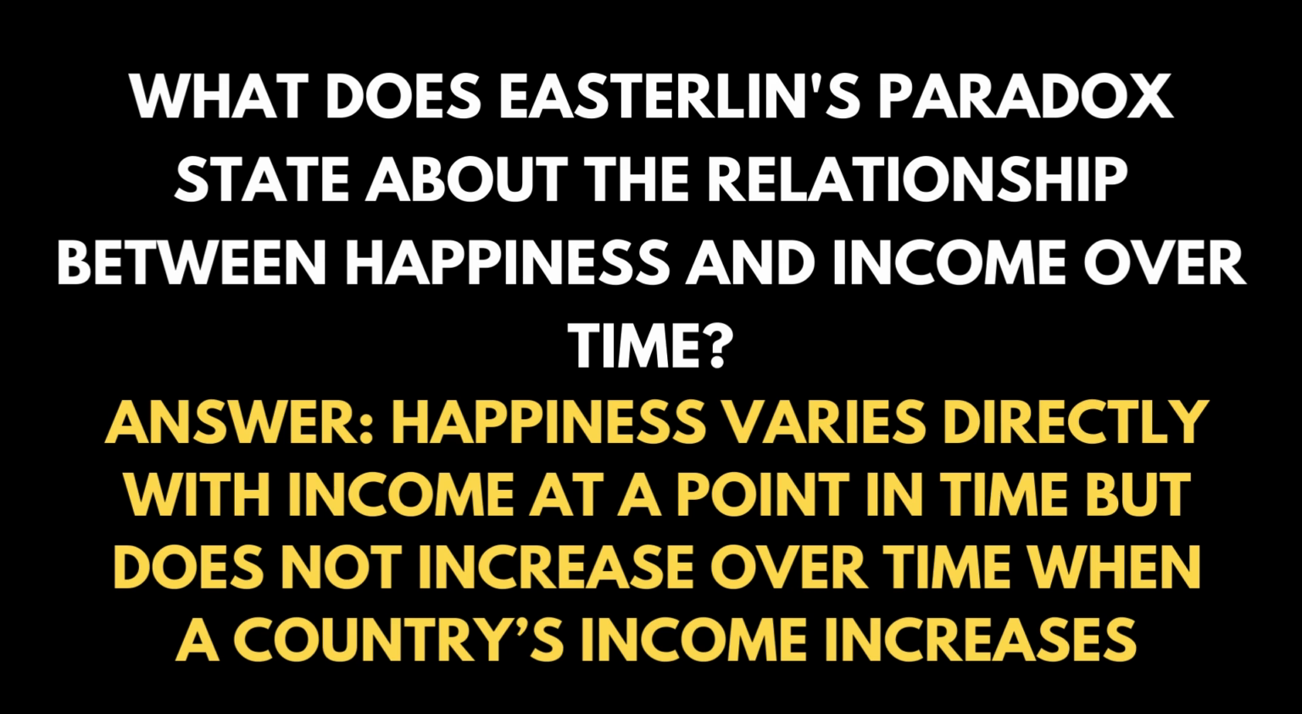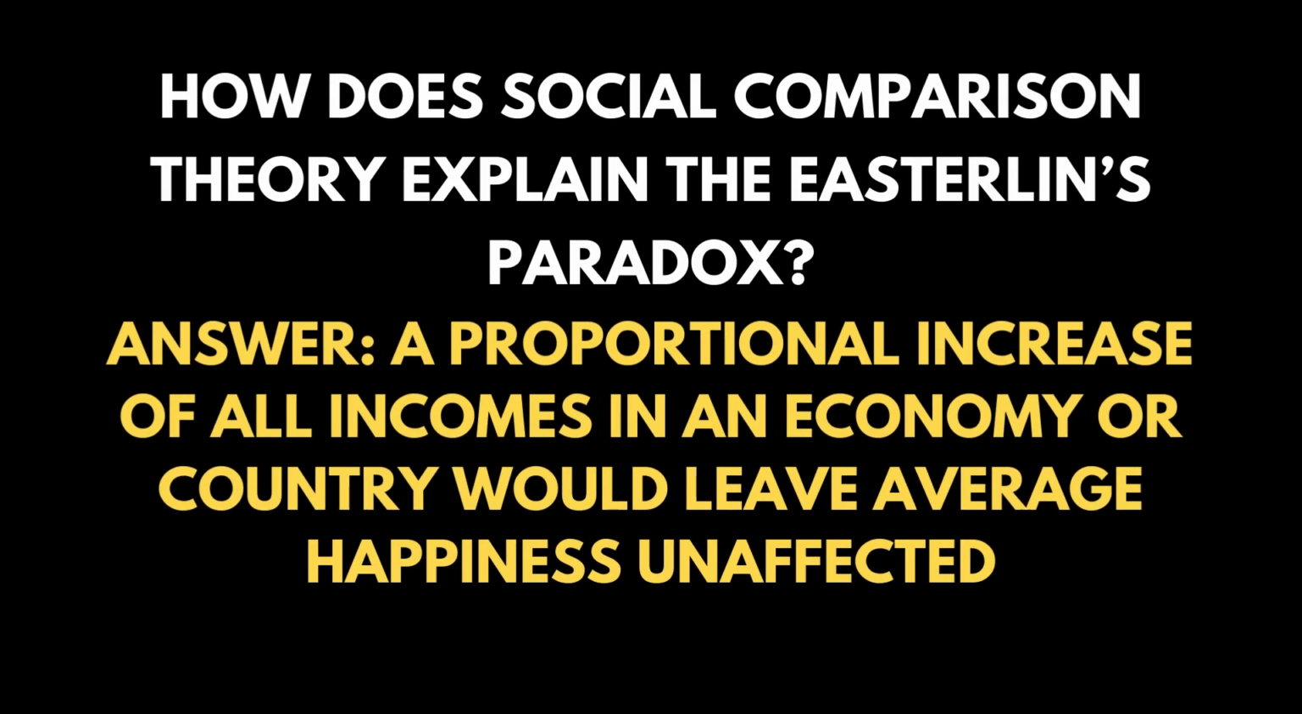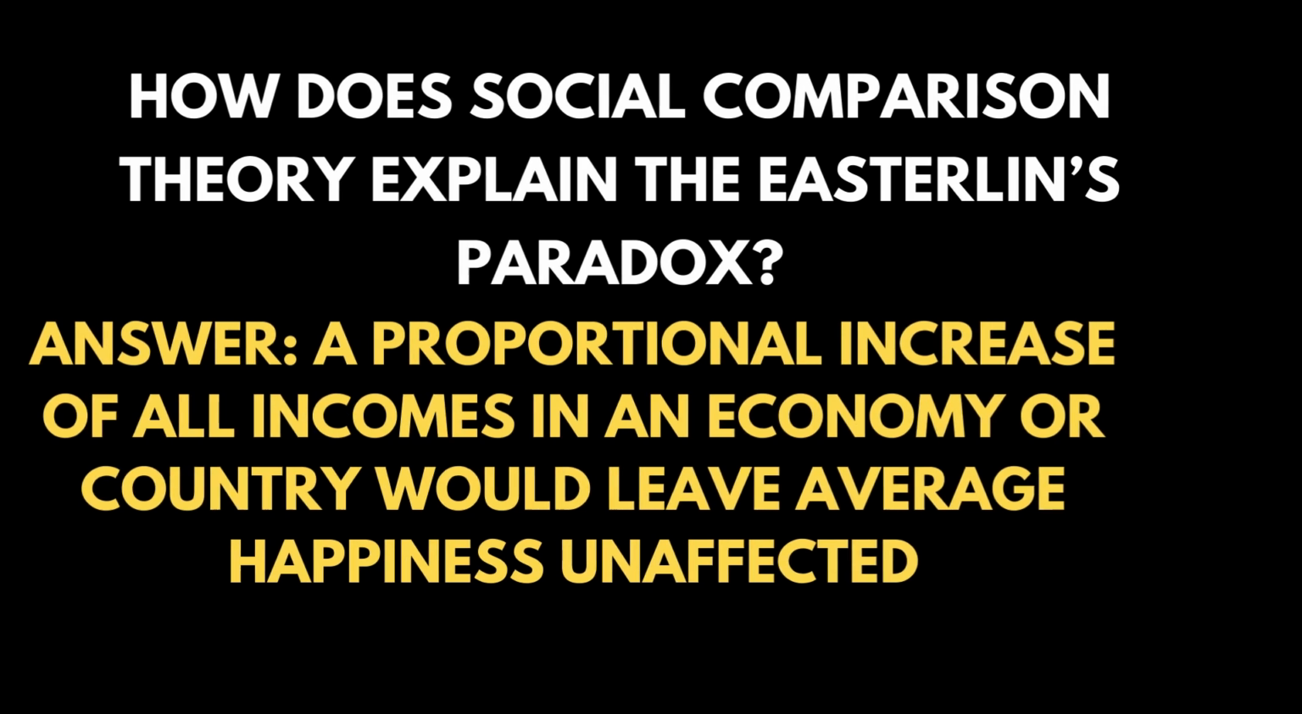What does Easterlin's paradox state about the relationship between happiness and income over time? Happiness varies directly with income at a point in time, but does not increase over time when a country's income increases. How does social comparison theory explain Easterlin's paradox? A proportional increase of all incomes in an economy or country would leave average happiness unaffected.